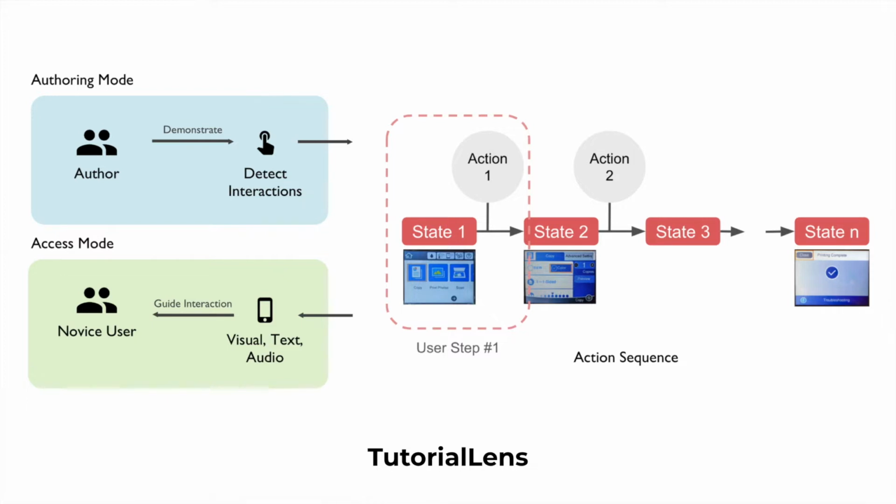The authoring mode allows tutorial authors to demonstrate and verbally describe each step of a task, automatically detects user interactions by tracking finger movements relative to the device, and generates an action sequence for each task demonstrated. The access mode identifies the current user step by matching the camera view with captured display screen images and guides novice device users to access unfamiliar interfaces through AR visual indicators, text, and audio.